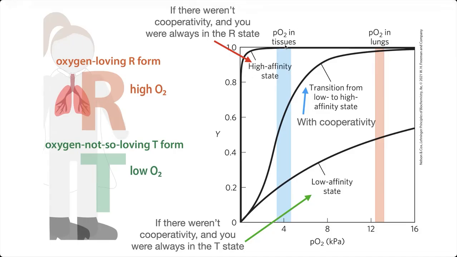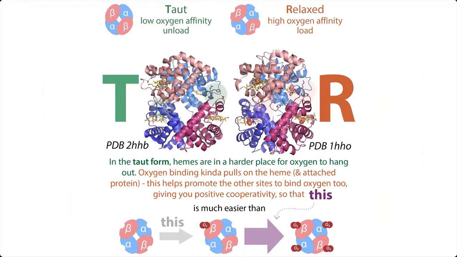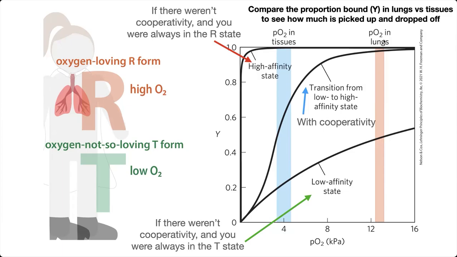So here, if we're looking at a graph like this, we have our pressure of oxygen in our tissues and then in our lungs. And so you can see in our lungs, we have a lot of oxygen and in our tissues, not so much. What you want to do is compare the proportion that's bound in the lungs to the proportion that's bound in the tissues, and this is going to allow you to see how much is picked up if you go from left to right or dropped off if you go from right to left. So if we take the oxygen concentration in our lungs, we're up here at a little over 12, and if we're down in our tissues, we're closer to 4.